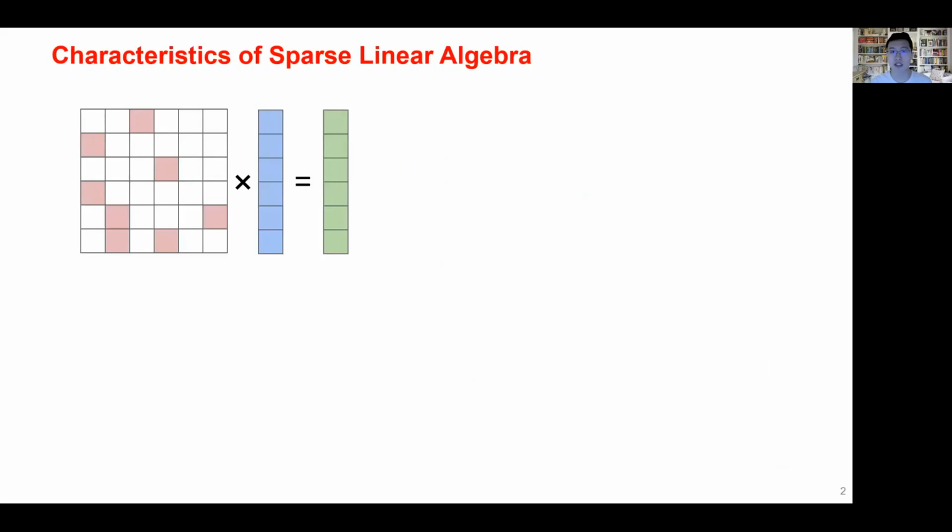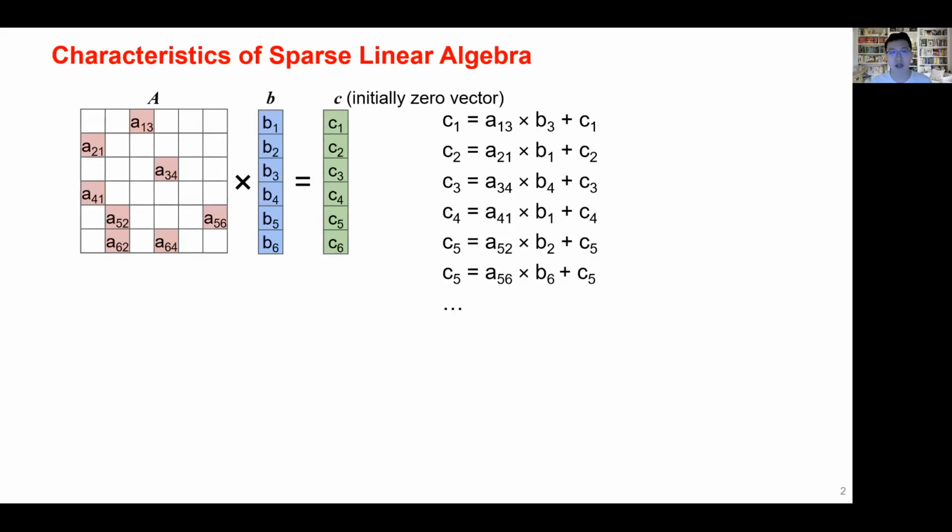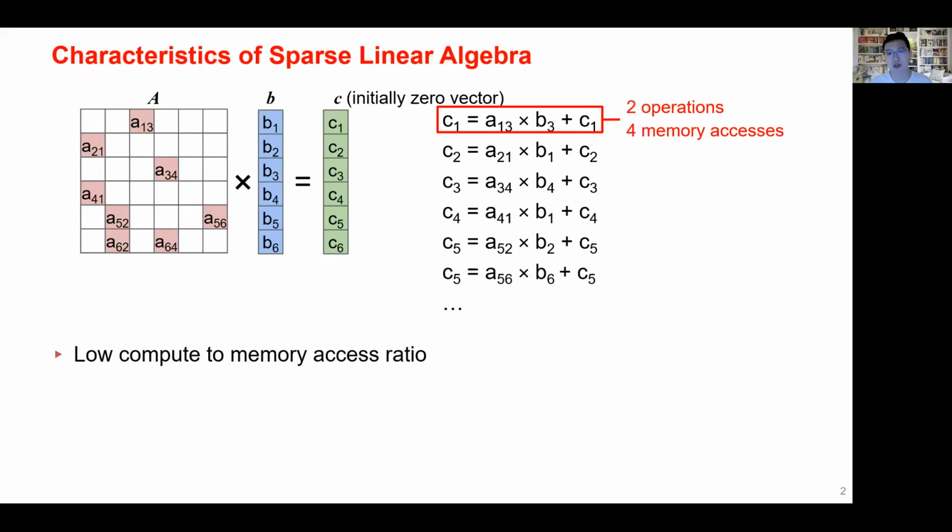Before talking about the acceleration of sparse linear algebra, I would first like to introduce the characteristics of this workload. This is an example of a sparse matrix times a dense vector, and I listed out the compute pattern of generating the first 5 elements in the result vector. This compute pattern exhibits a low compute-to-memory-access ratio. If we look at every line in the list, we only have 2 operations there, but we need to do 4 memory accesses. This is because the elements in matrix A are used only once.